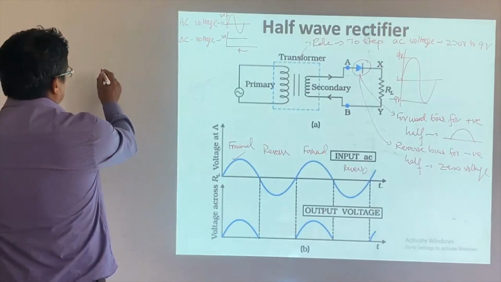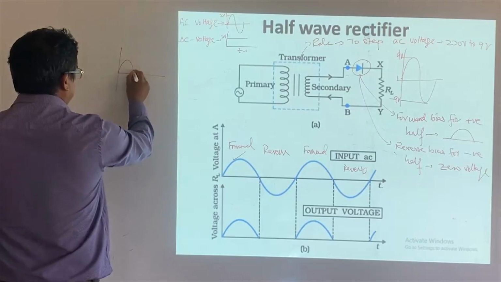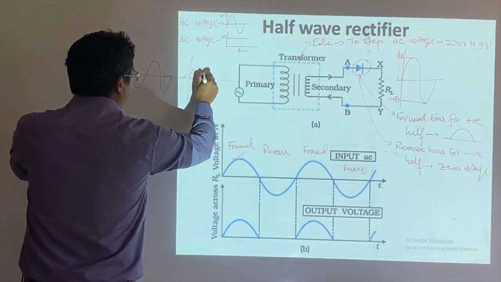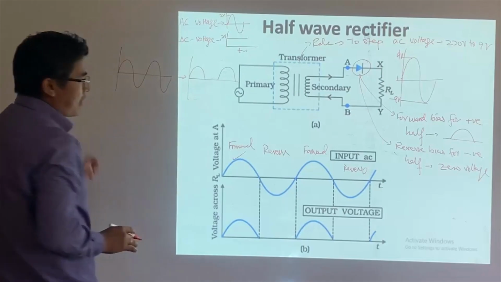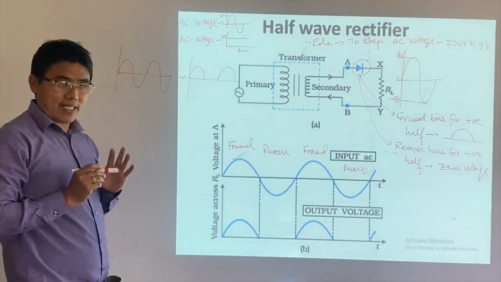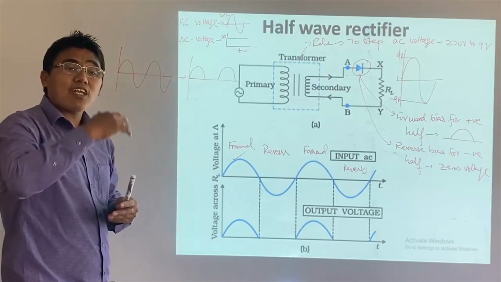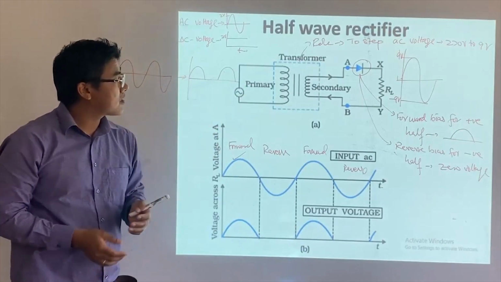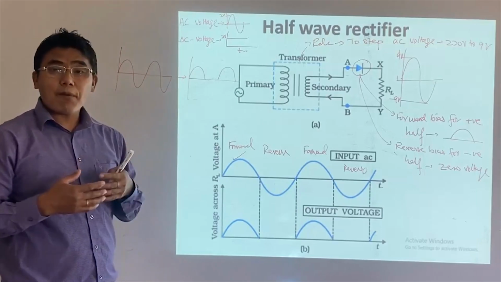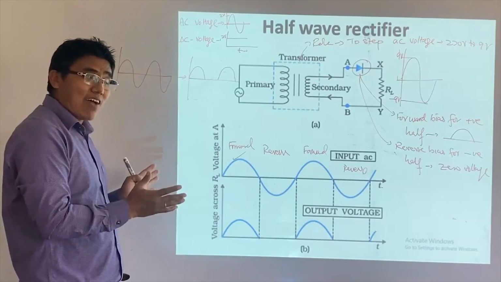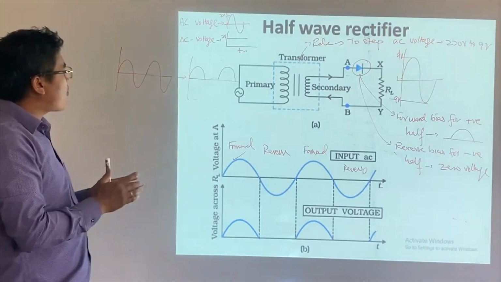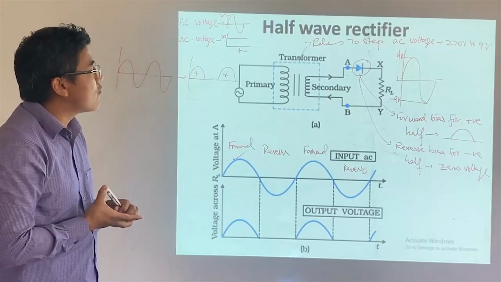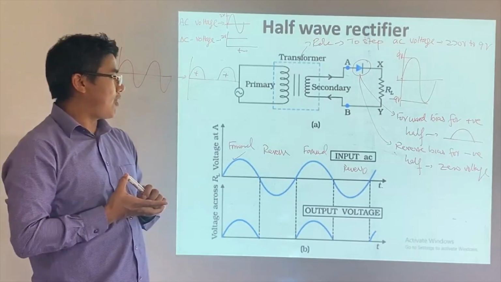So therefore, I have a voltage like this, and the output that I'm going to get is a voltage like this, and then there won't be any voltage. So this is what we have. Yes, it is in one direction, because in this process the negative half cycles have been removed. So what is left at the output? At the output, we find only positive. Therefore, this is what we call a half wave rectifier.